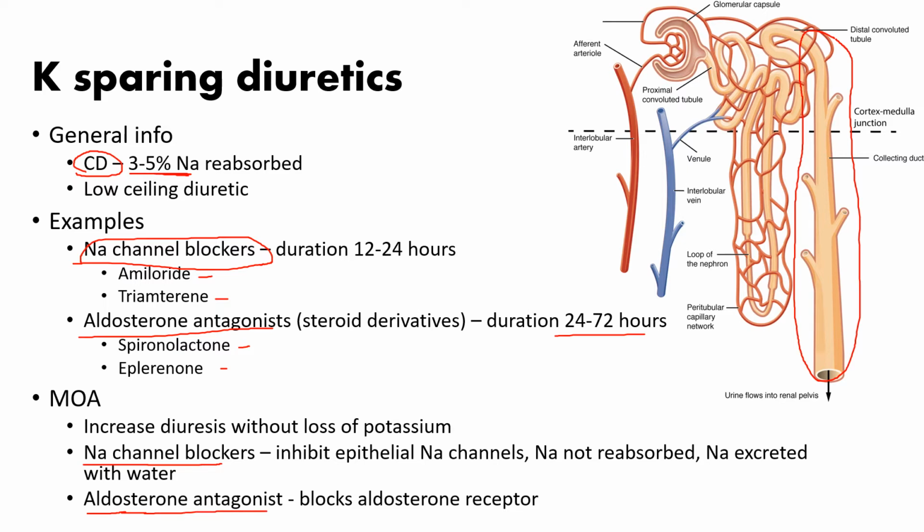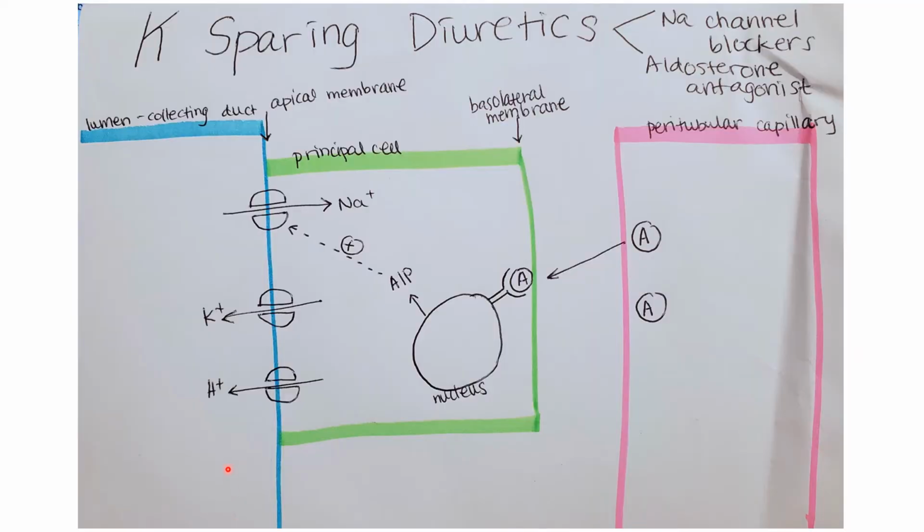So in general, what happens is that we promote diuresis. Potassium-sparing diuretics get rid of water, but without the loss of potassium, okay? That means that these drugs we cannot give to patients who are on potassium supplements because we might precipitate hyperkalemia, and that could lead to a multitude of other different problems, for example, arrhythmias. Okay, so now let's talk about the mechanism of action of potassium-sparing diuretics.